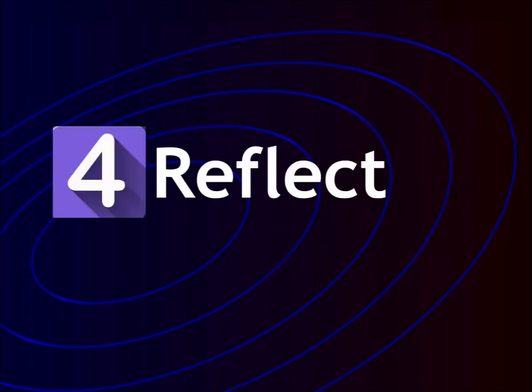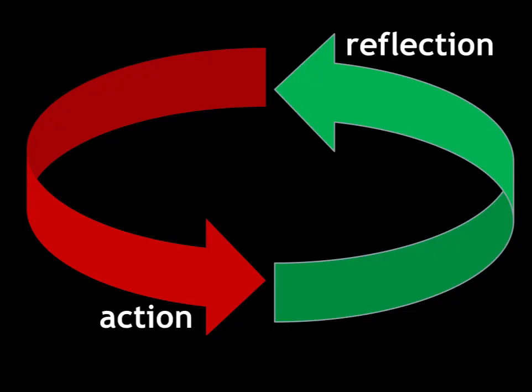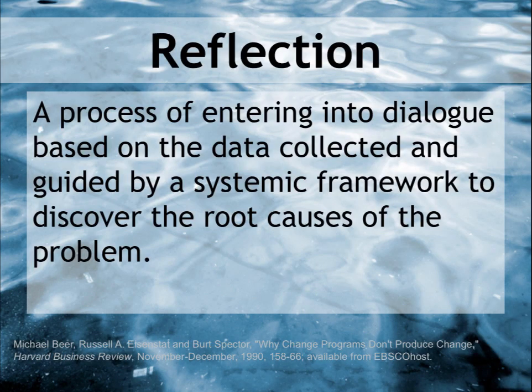Okay, so the 4th step is to reflect on the action taken. Let's talk about what that means. One author states that action research is a cycle of action and reflection, and that this interplay between these 2 activities is at the heart of action research. So it is the continual interaction between these 2 activities that forces the solution to come to the surface. Michael Baer and Russell Eisenstadt define reflection as a process of entering into dialogue based on the data collected and guided by a systemic framework to discover the root causes of the problem.